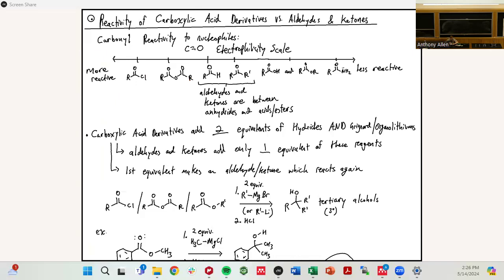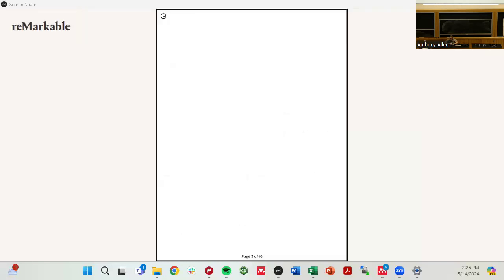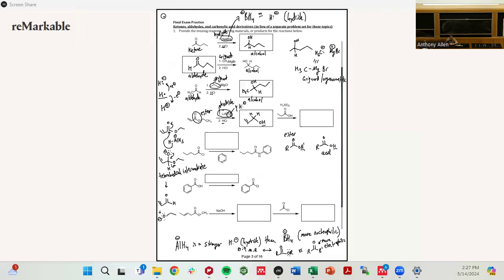So would that mean that sodium borohydride would not react with an ester? Sodium borohydride would not react with an ester. Yes. Okay. So it's a good question. So if you have something that is very electrophilic, do you need something very nucleophilic to react with it? No. If you have something that isn't very electrophilic, then you need something that is more nucleophilic to react with it.